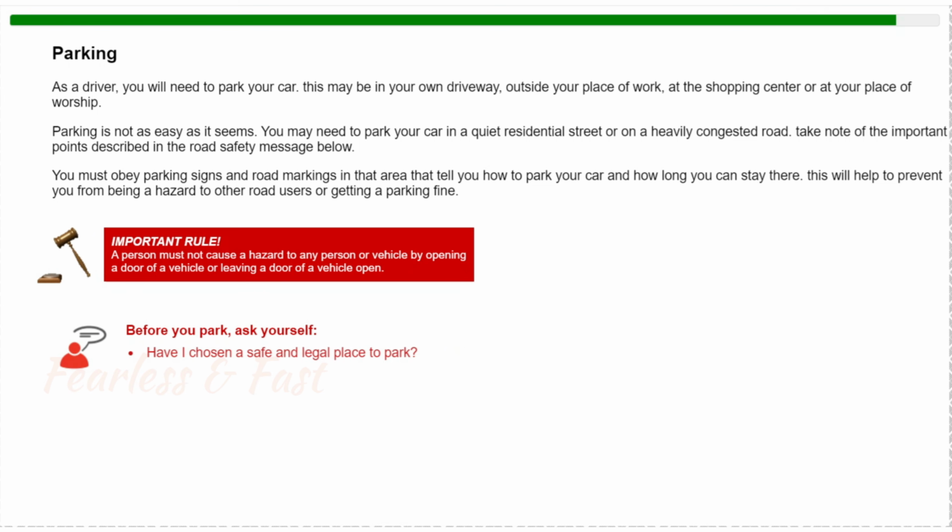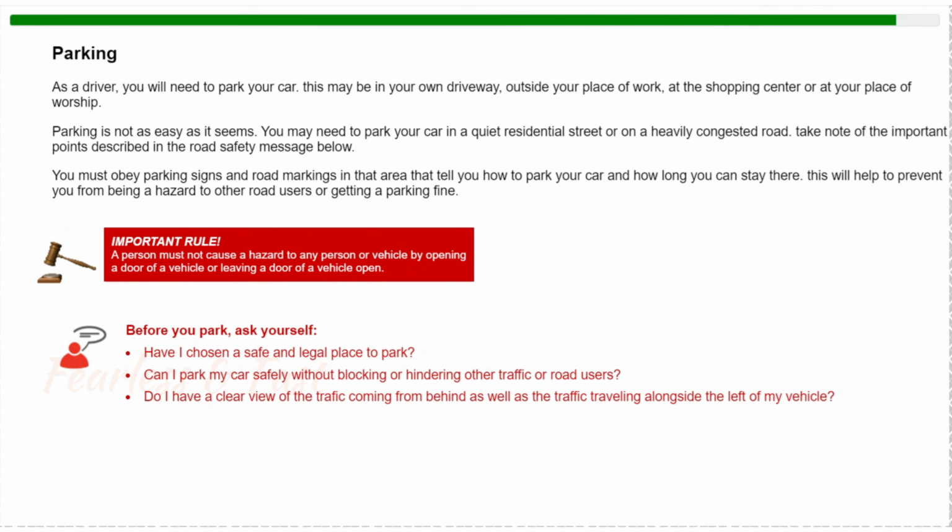Before you park, ask yourself, have I chosen a safe and legal place to park? Can I park my car safely without blocking or hindering other traffic or road users? Do I have a clear view of the traffic coming from behind as well as the traffic traveling alongside the left of my vehicle? Can I be seen by other drivers?